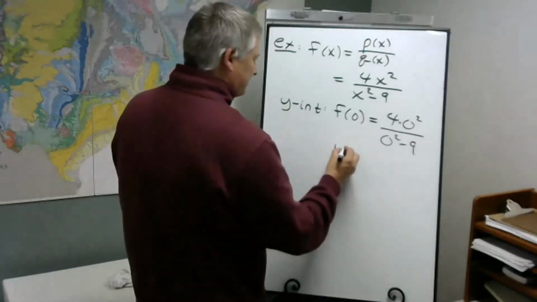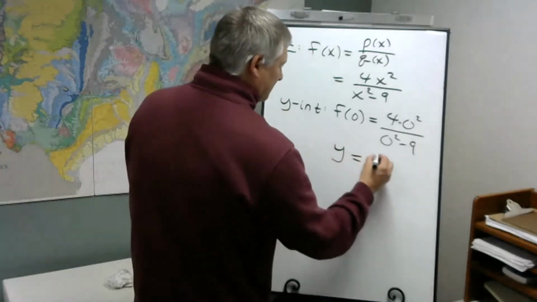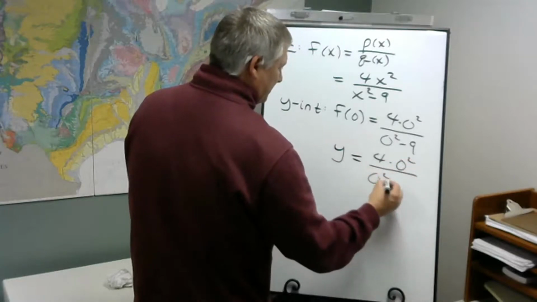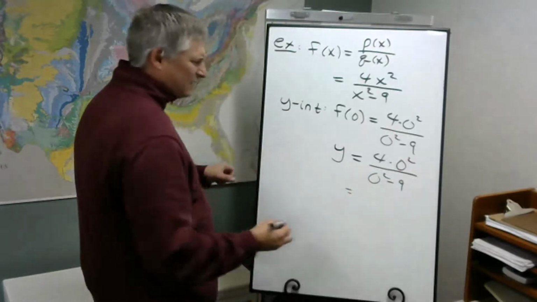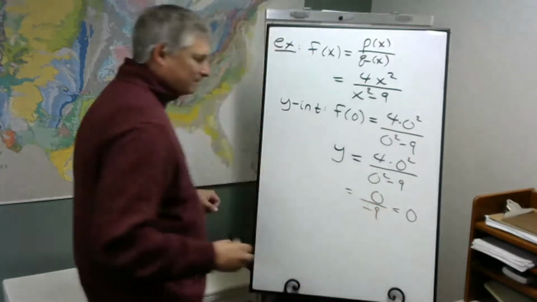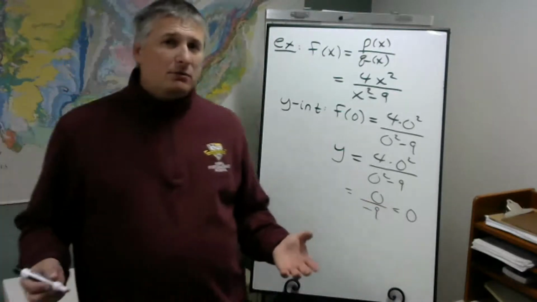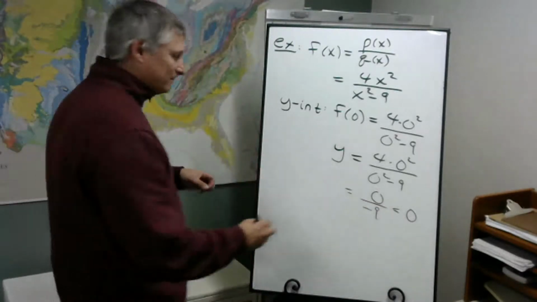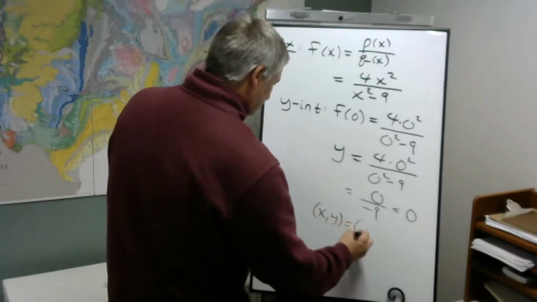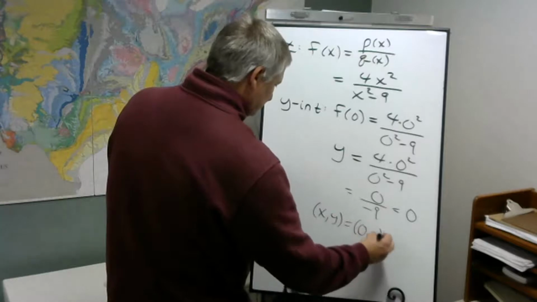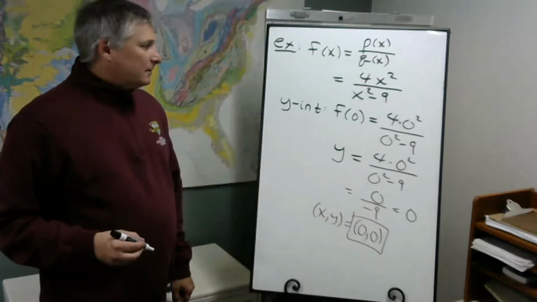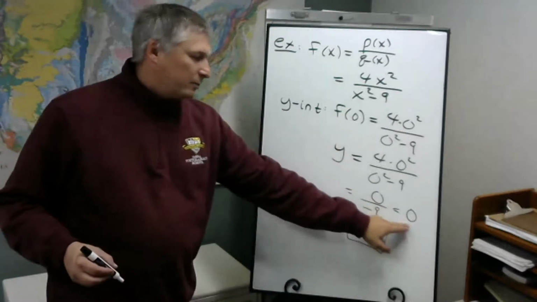So we have y equals 4 times 0 squared over 0 squared minus 9. So we get 0 over minus 9, or 0. So when x is equal to 0, y is equal to 0. So there's the y-intercept. When we have an x of 0, we get a y of 0.